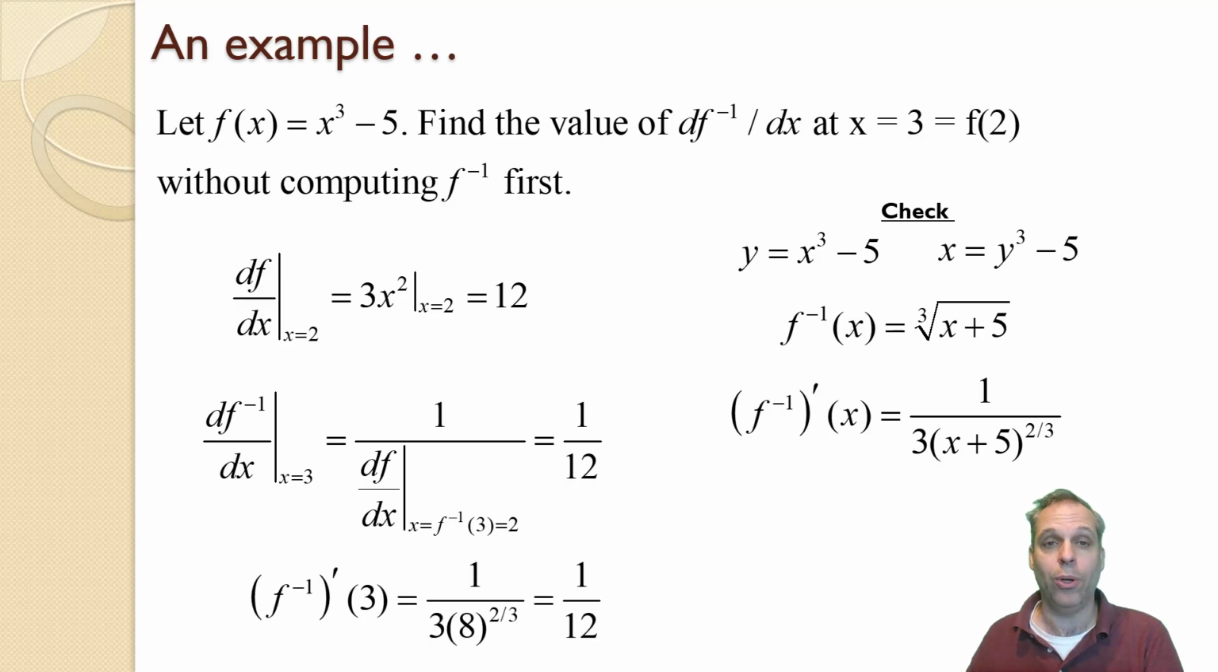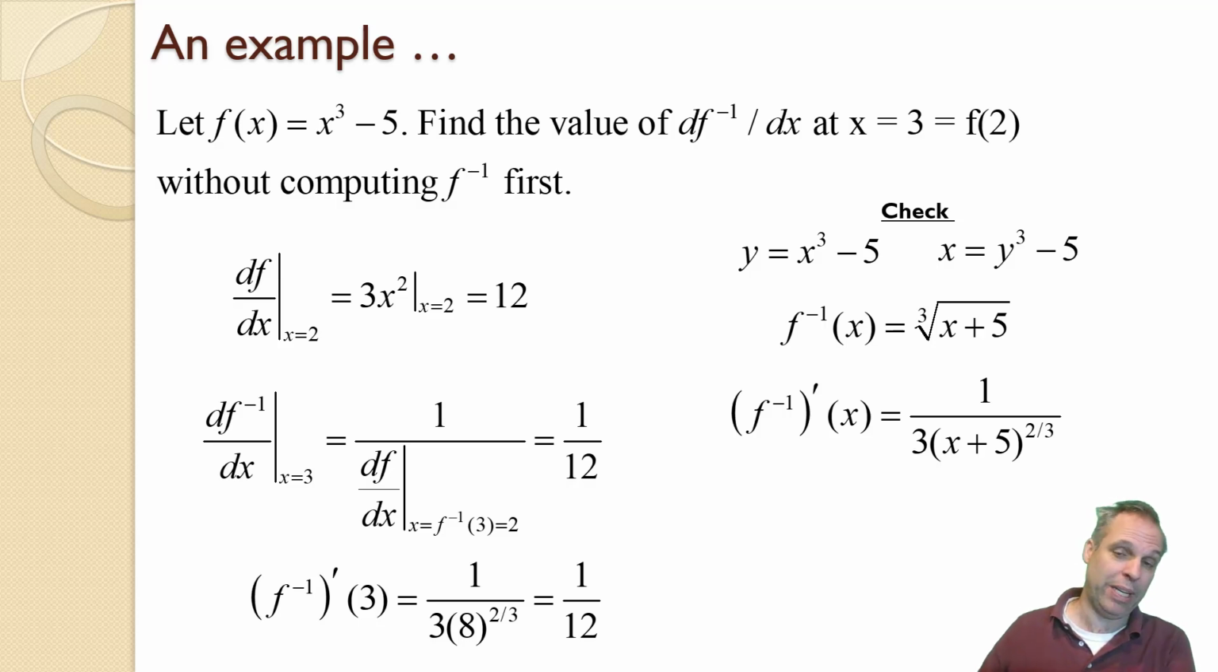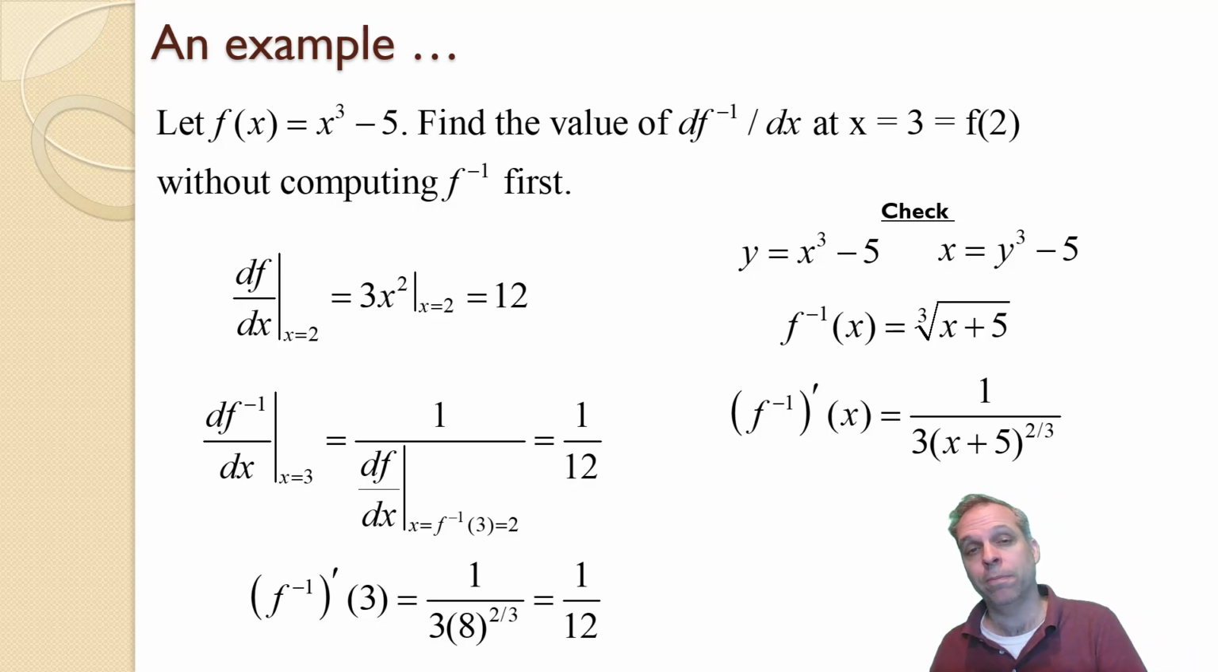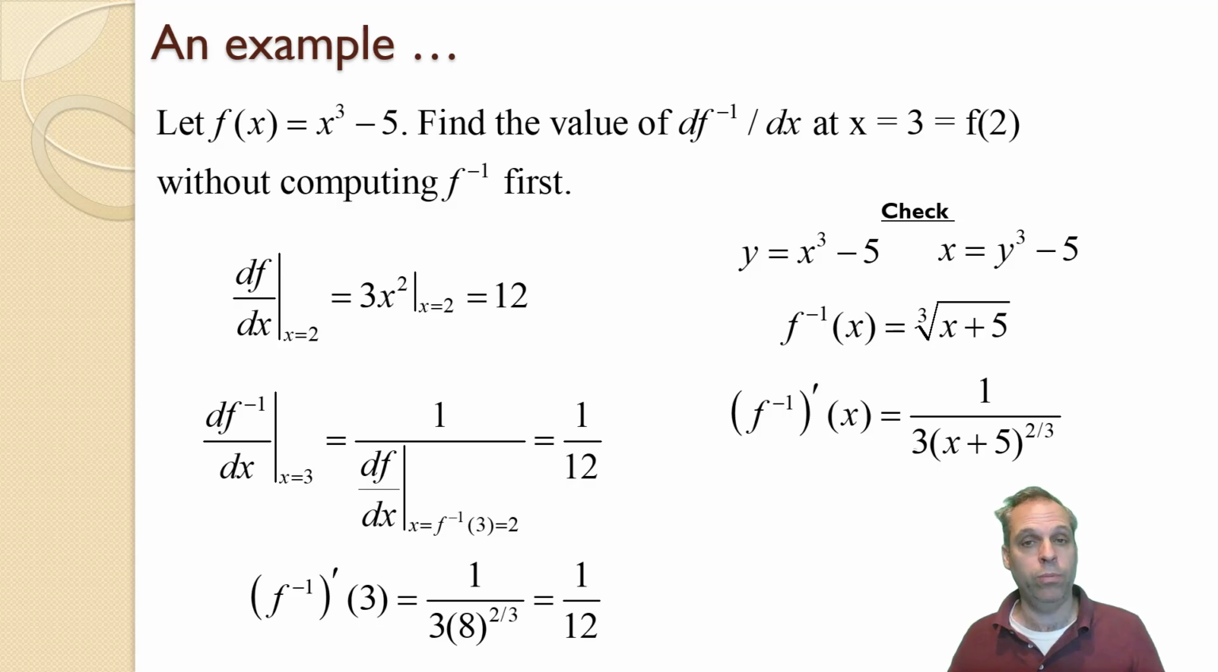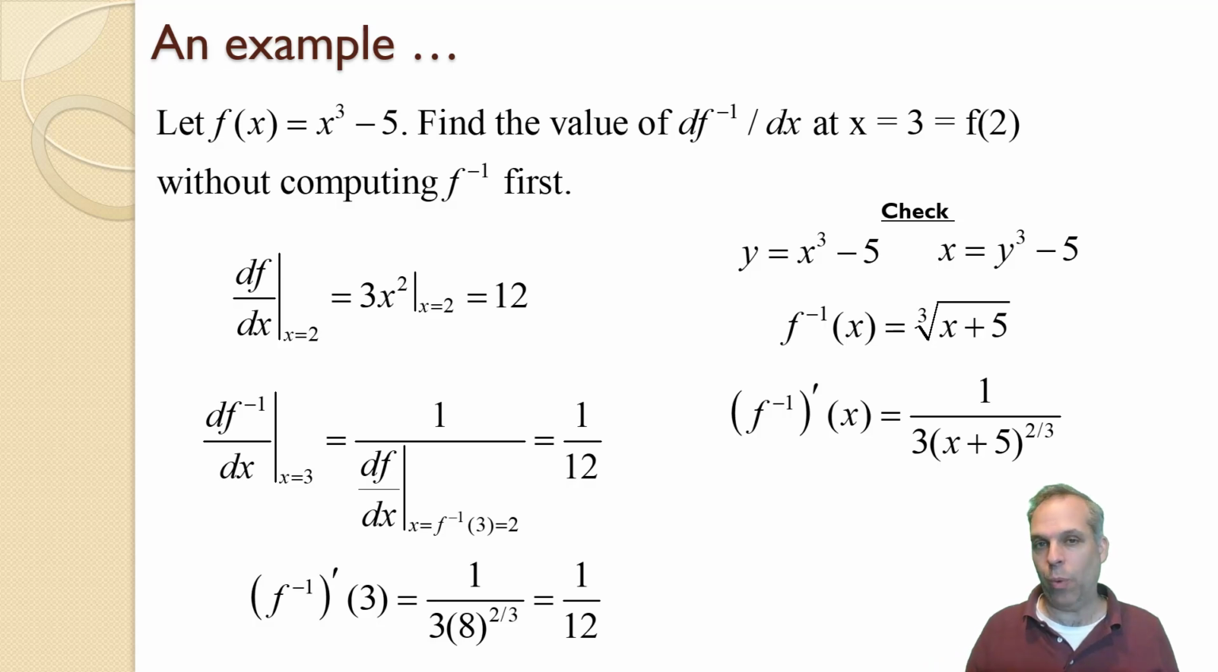By doing so, you get 1 over 3 times 8 to the 2/3 power. 8 to the 2/3 power is just 4. 3 times 4 is 12. So the derivative of the inverse at 3 is 1/12. Notice either way, we get the same answer. So why do it the first way? Isn't it easier just to do it the second? Just swap the variables and solve.